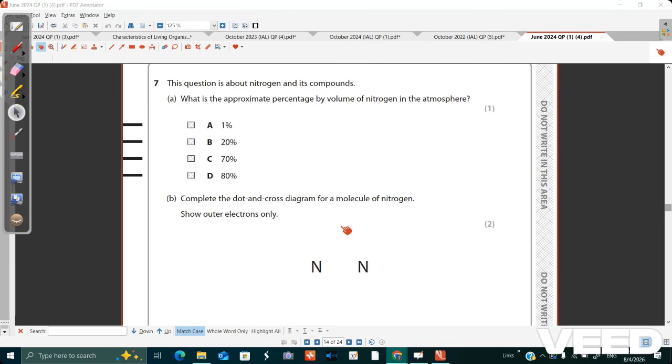What is the approximate percentage by volume of nitrogen in the atmosphere? Right. So it is around 78%. So the answer was B. So I think we have discussed that day.